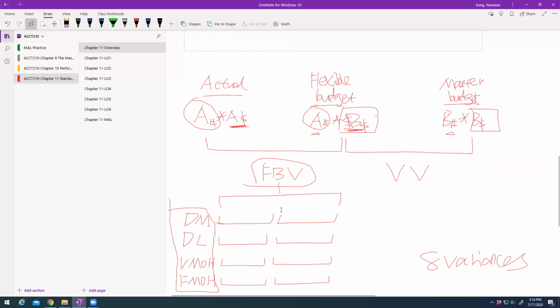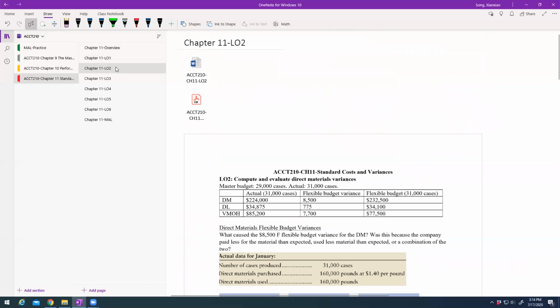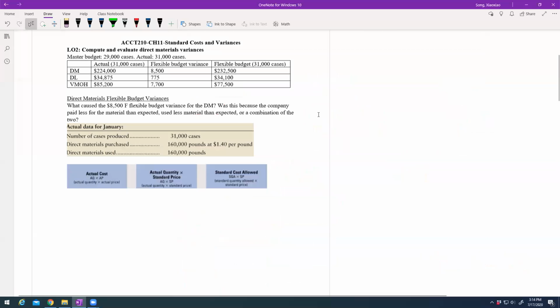And then we said that we break the flexible budget variance into two more detailed variances for direct material, direct labor, variable manufacturing overhead, and fixed manufacturing overhead. So now let's get started with the direct material part.